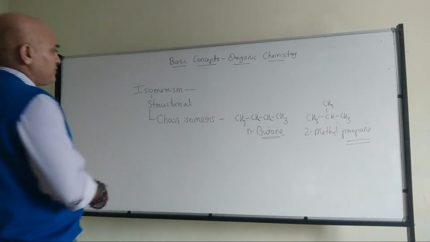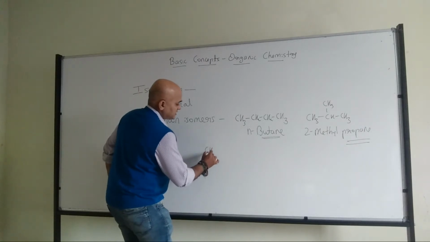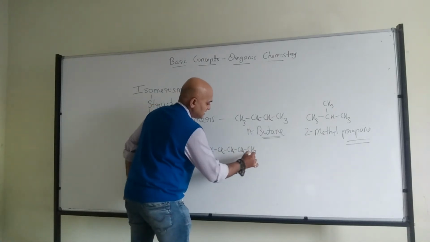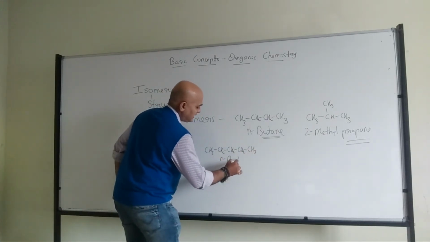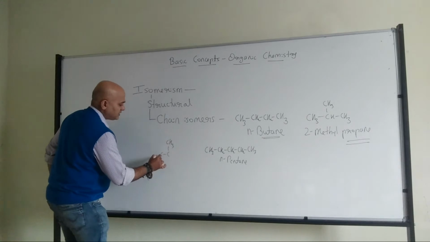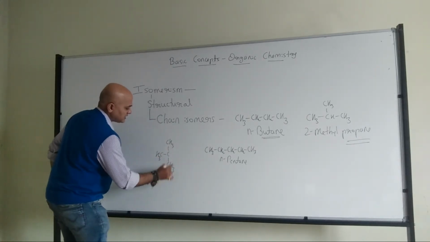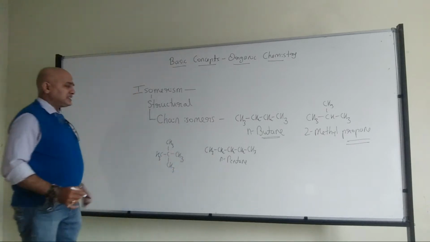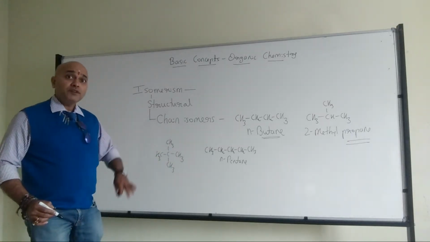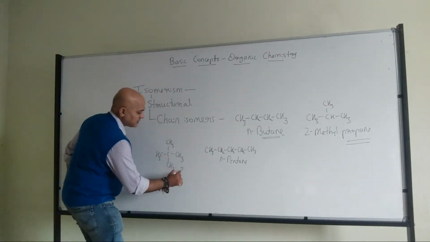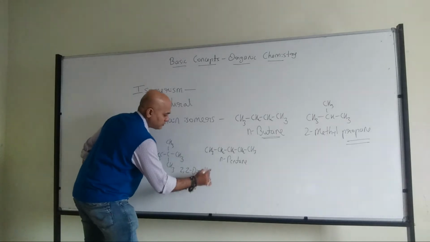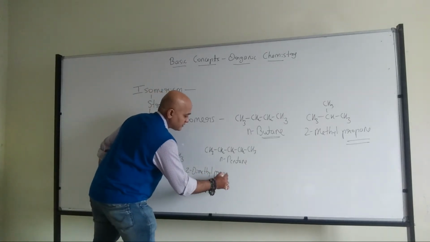Same logic is applicable. For example, CH3, CH2, CH2, CH2, CH3. The IUPAC name is n-pentane. Okay? Now, if I take another molecule, C with four CH3 groups, this can be named as neopentane, no doubt. But if I go with the exact IUPAC name, I should write it as 2,2-dimethyl propane.